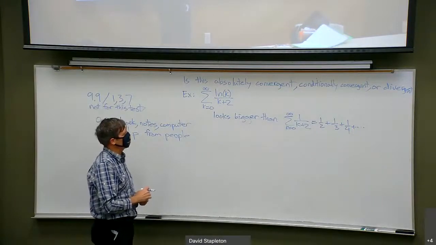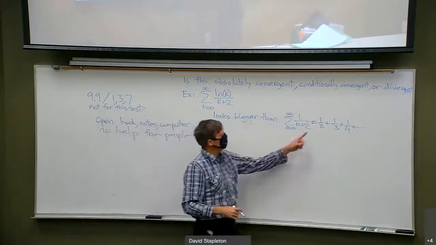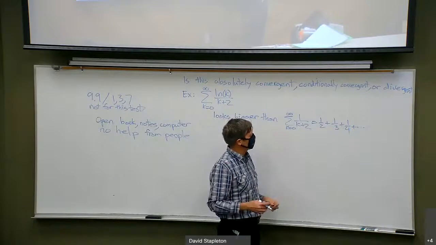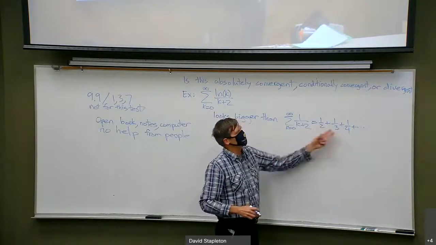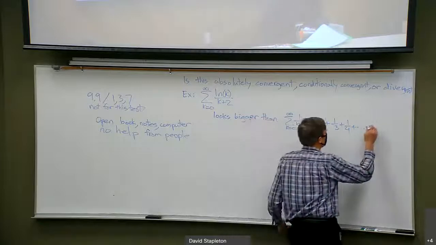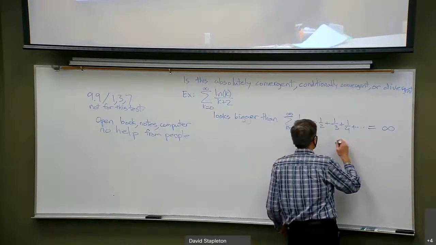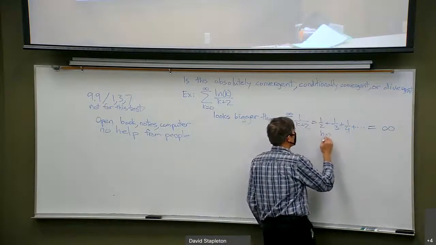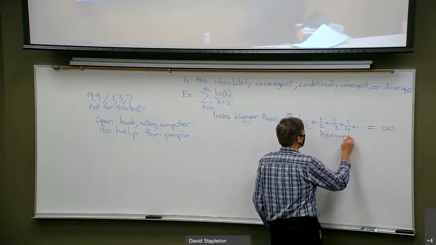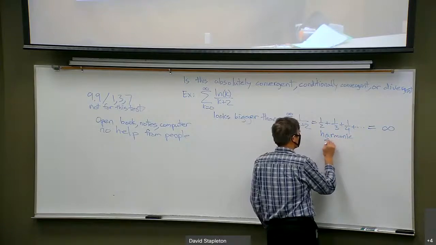That looks just like the harmonic series except for one term, right? Any finite number of terms in front don't affect convergence. If you take out any finite number of terms anywhere, it does not affect convergence. So this one adds up to infinity because the harmonic series does. This is the harmonic series, 1 plus 1/2 plus 1/3 plus 1/4, less its first term.